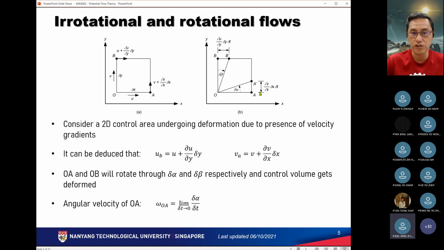Since we are assuming small angles, the displacement from A to A prime as part of the rotation can be described by del v by del x times delta t. And the extent of movement from point B to point B prime can be approximated as del u by del y times delta t.